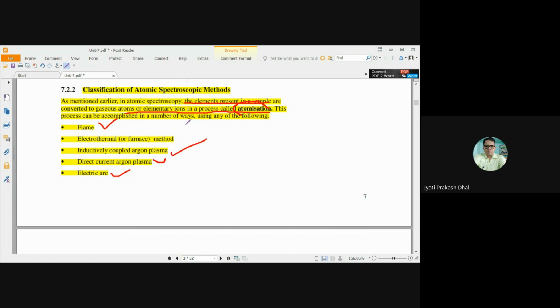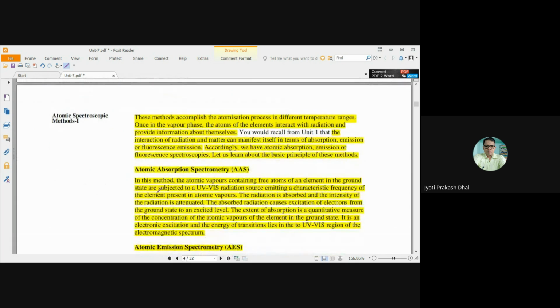In order to observe atomic spectroscopy, first the elements present in the sample should be converted into gaseous atoms or elementary ions. That process is called atomization. The atomization can take place by these various methods. These methods accomplish the atomization process in different temperature ranges. In the vapor phase, the atoms of the element interact with the radiation and provide information about the different atoms present in the sample.